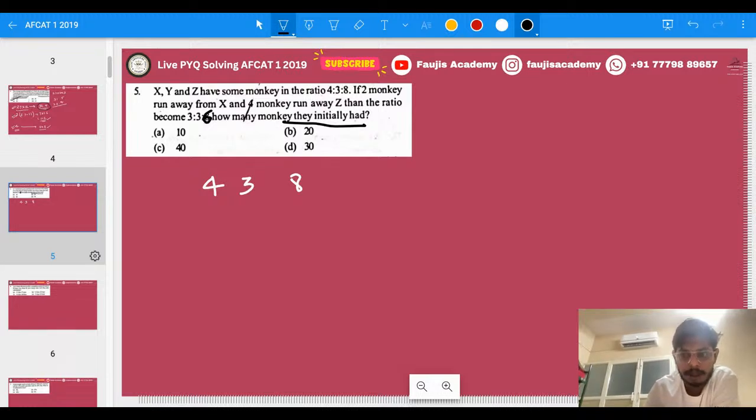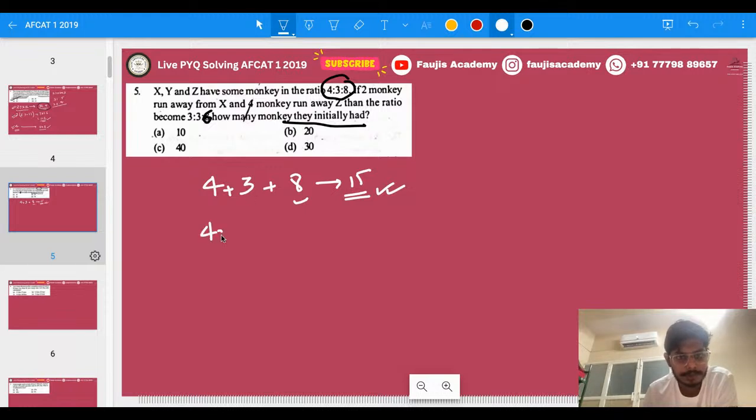What do you guys think? What could be the answer? Look, if the initial ratio is asked, this is what will give you an edge over the others. If they have the initial ratio 4 is to 3 is to 8, and we add all this, is it 15? That means the total number of monkeys will be a multiple of 15, because we cannot have 1.5 monkeys, right? Will that monkey be alive? It has to be a multiple.